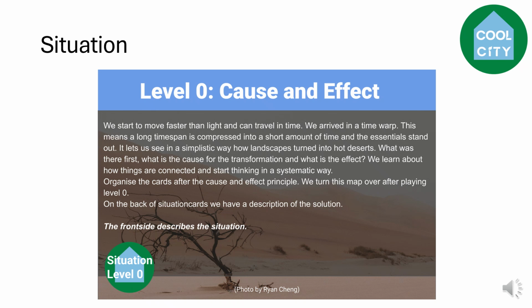What was the cause of the transformation and what is the effect? We learn how things are connected and begin to think systematically. We arrange the cards according to the principle of cause and effect. The back of the situation cards contains a description of the solution. We turn this card over after playing level 0. The front describes the situation.